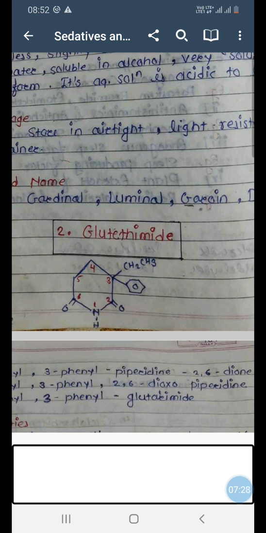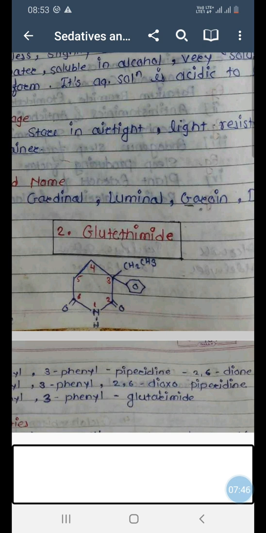Now see where substitution is present. Substitution is present at position 3. And which substituents are there? Ethyl and phenyl. So 3-ethyl-3-phenyl-piperidine-2,6-dione is one chemical name.